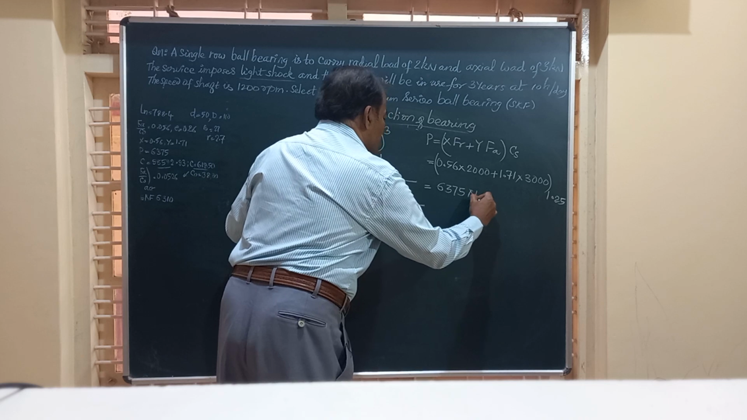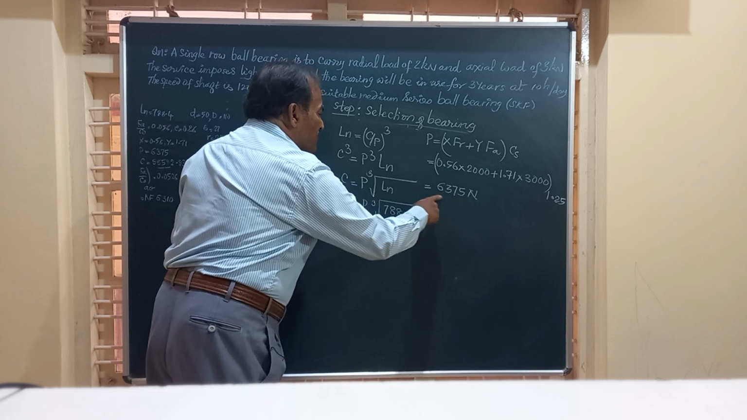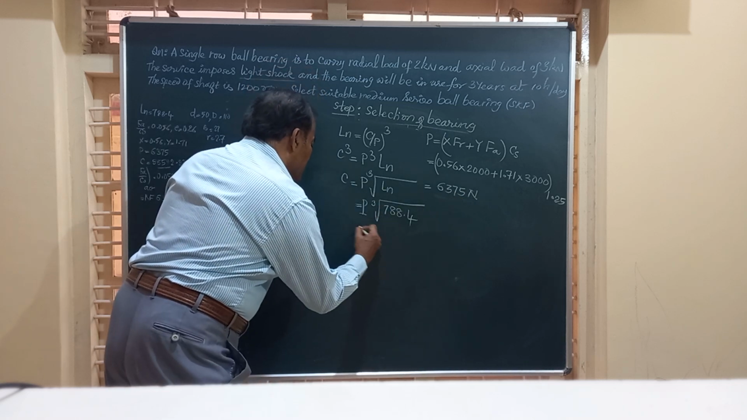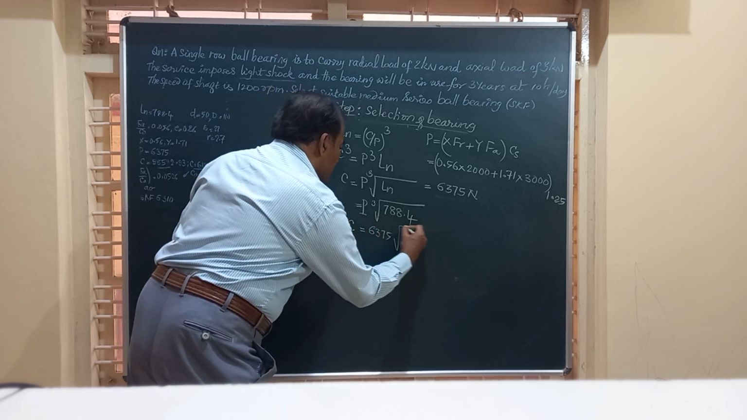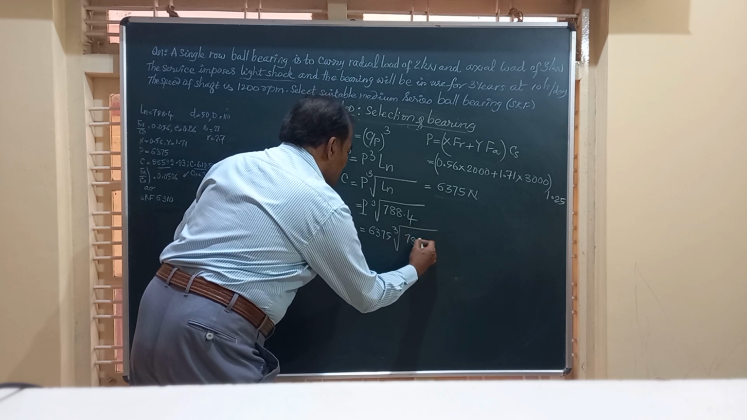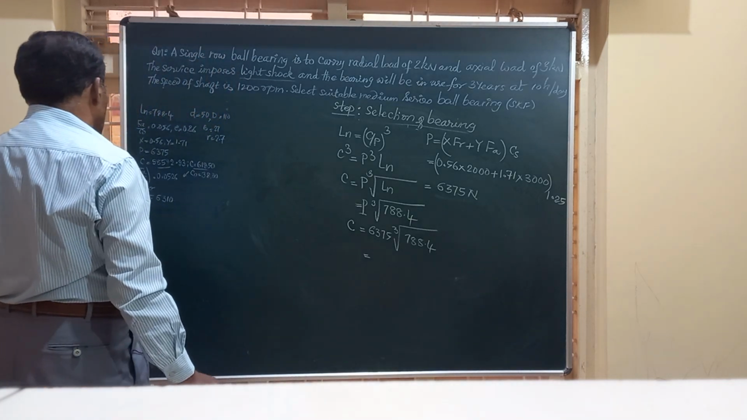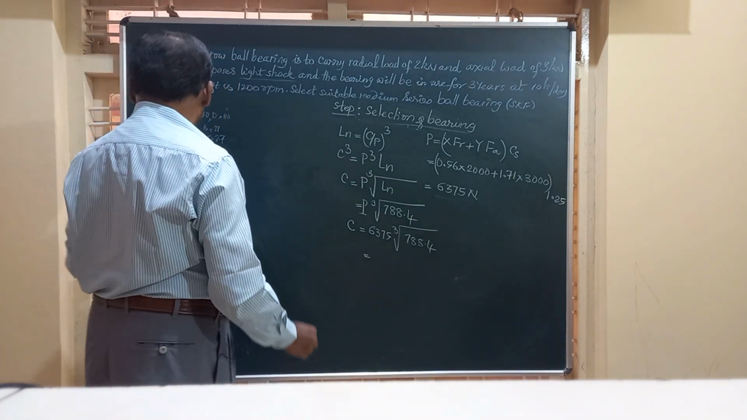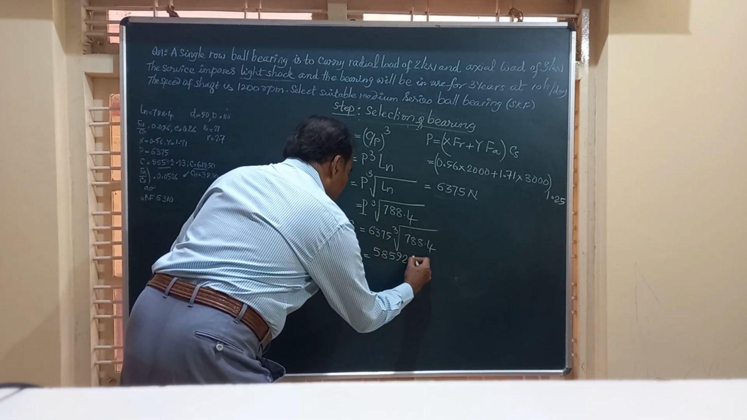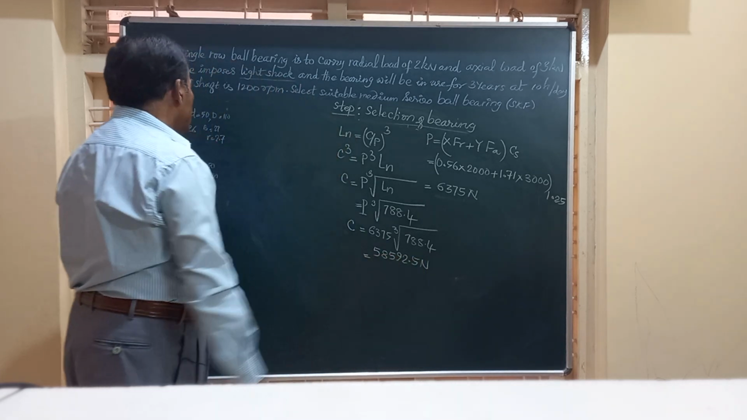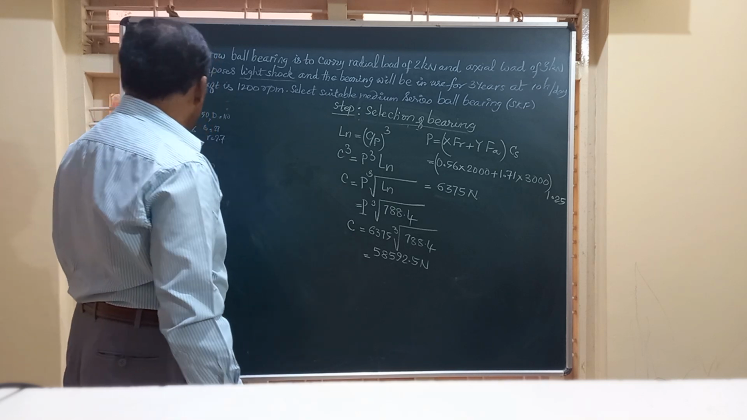6375 Newton. This is the value of P. So we are going to put this value of P here and obtain what is C. So this is 6375 multiplied by cube root of 788.4, and friends, this works out to 58592.5 Newton. This is the dynamic capacity of this bearing, that is the value of C.